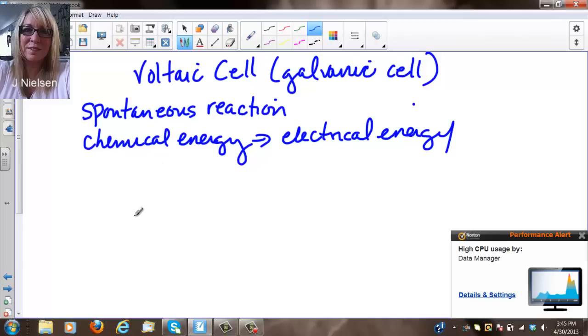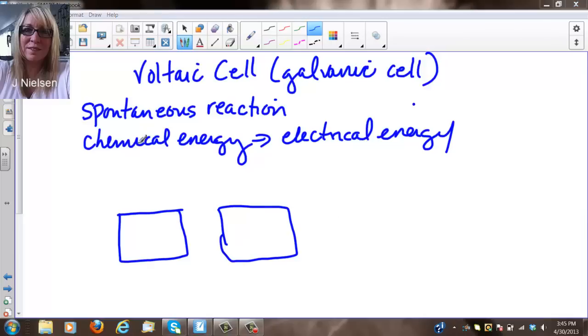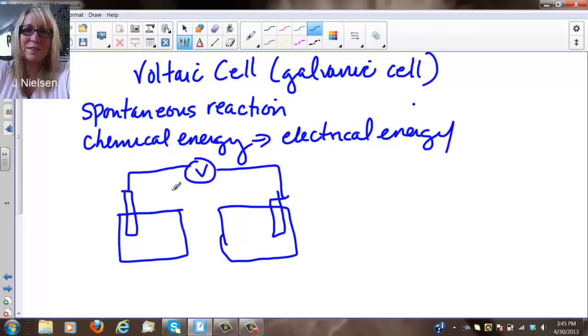It consists of two half cells. So you've got two cells with two electrodes connected by a wire and a voltmeter that measures electrical output. It also contains a salt bridge, and the salt bridge allows for flow of ions.